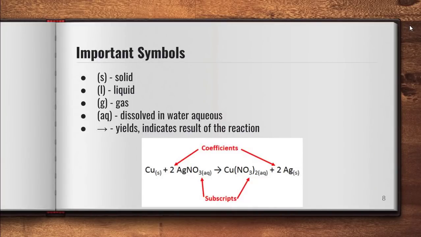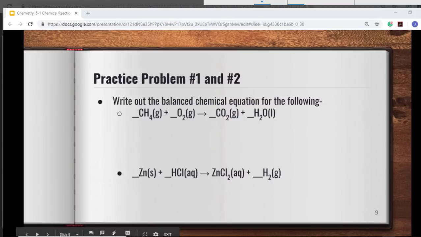Some important symbols that you may see here: you have your states of matter that are located below this: S for solid, L for liquid, G for gas. Anything that's listed as AQ is something that is dissolved in water. AQ stands for aqueous. A reaction arrow pointing to the right means yields. It indicates the direction or the result of the reaction. In some cases, you have the reaction arrow pointing both ways, which indicates a reversible reaction or potentially a reaction that is at equilibrium. So let's do a couple practice problems of balancing chemical equations.